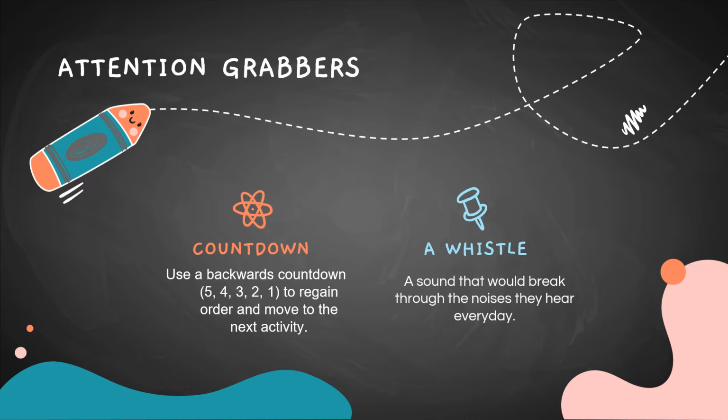Attention grabbers. I'm a very noise sensitive person. Therefore, I prefer a room that's quiet. However, on rare occasions, noise levels would rise during class and I would have to calm them down. My first option was to do a countdown. Slowly counting backwards from 5 usually did the trick to regain their attention.